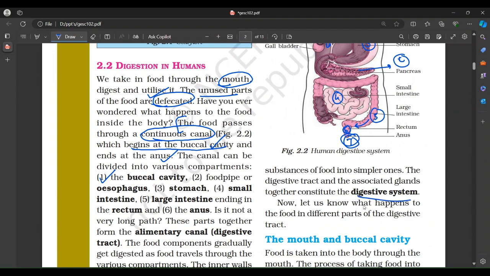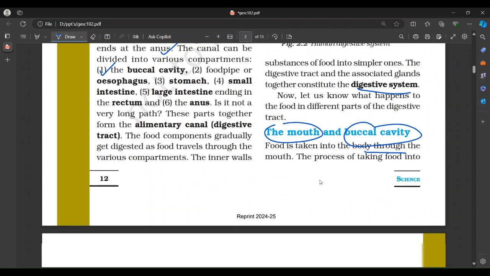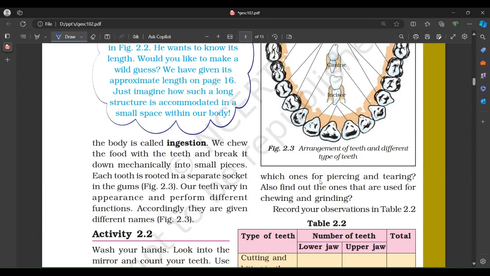Now let us know what happens to the food in different parts of the digestive tract. First of all, we have the mouth and the buccal cavity. Food is taken into the body through the mouth. The process of taking food into the body is called ingestion. In means inside, and you are taking food inside your body, that's why it is called ingestion.